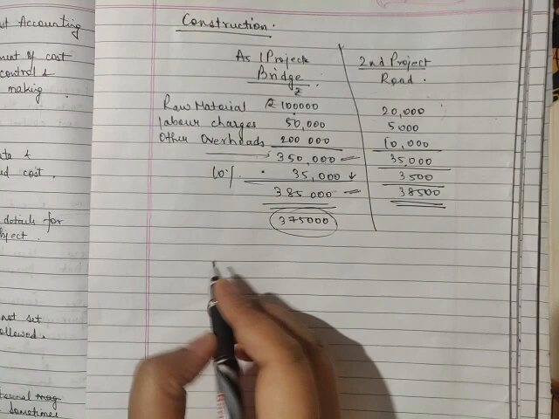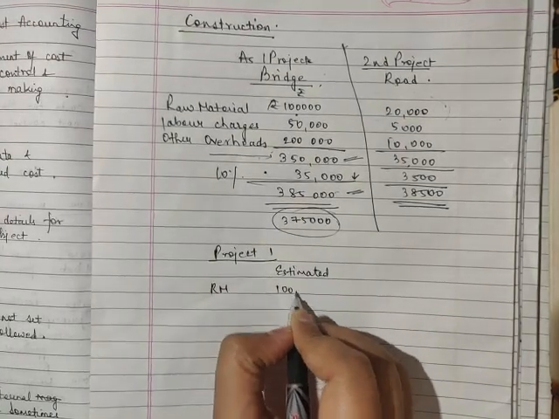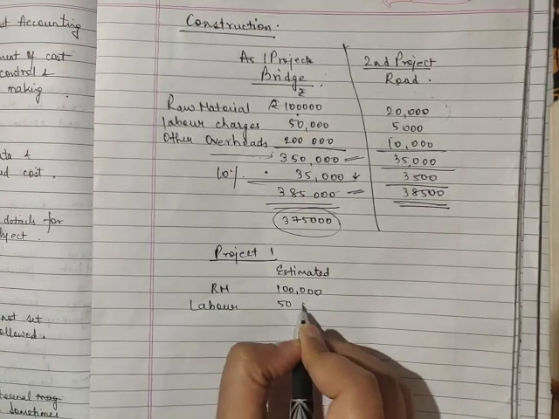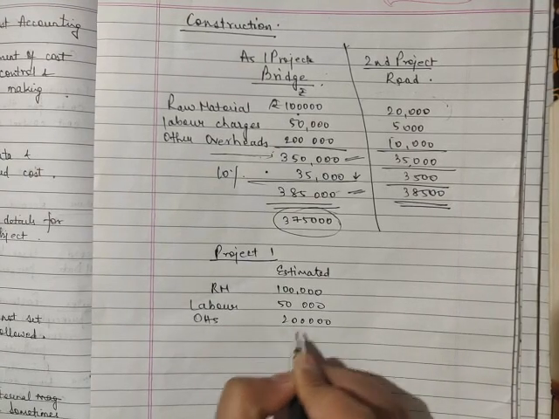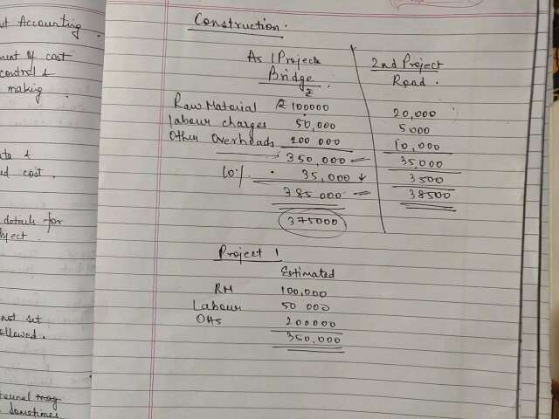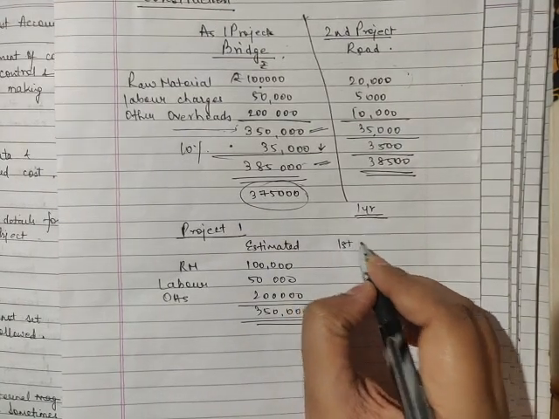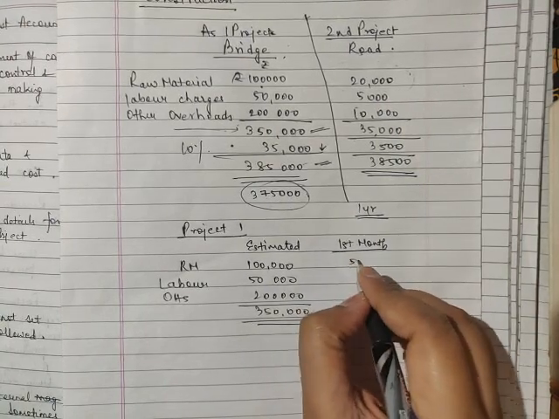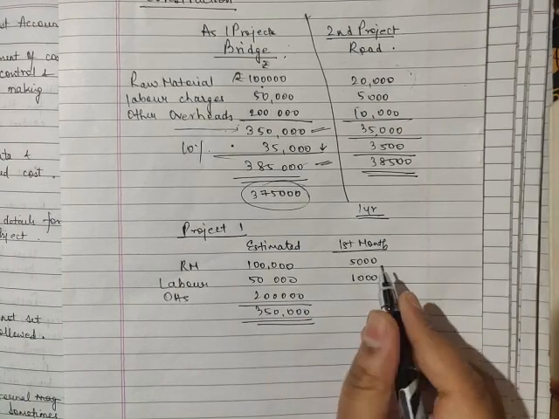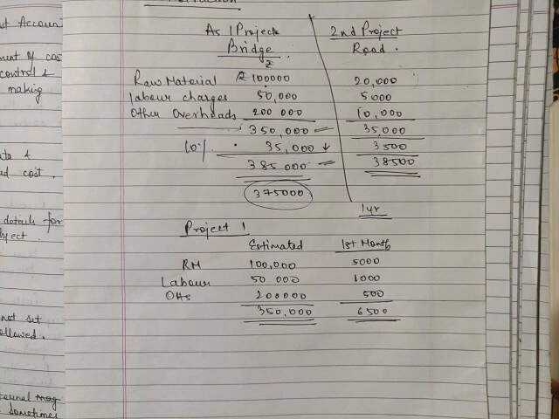Suppose for project 1 we had estimated that raw material will be 1 lakh rupees, labor charges 50,000, and other overheads 2 lakh rupees. So 3,50,000 was the total cost that we had estimated at the beginning of the project. Now, as the project has started and as we now incur these expenses, since construction can be a long project of say 1 year and expenses are incurred in stages. Say in the first month we have purchased raw materials worth rupees 5,000, labor charges of 1,000 have been incurred and overheads of only 500 rupees. So 6,500 has been incurred in the first month of the project.